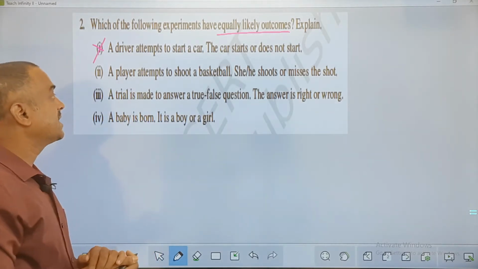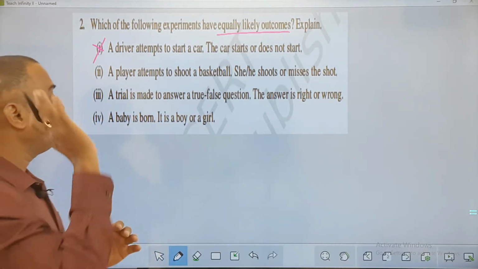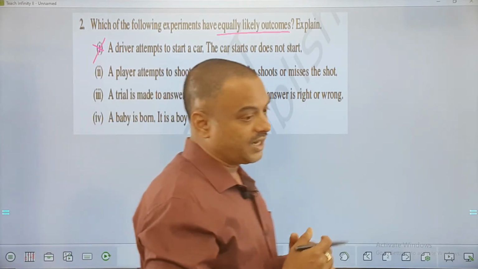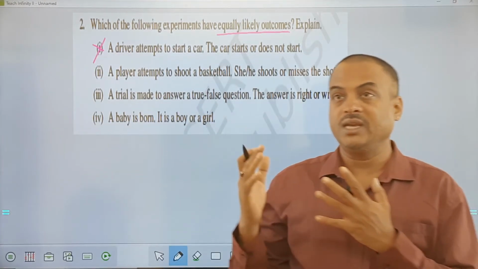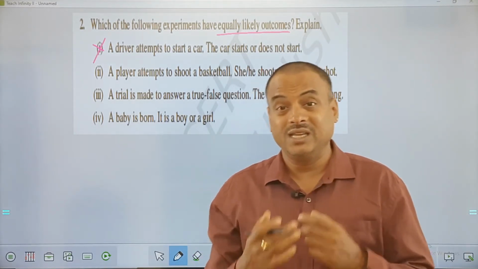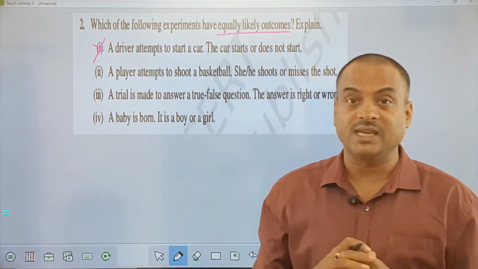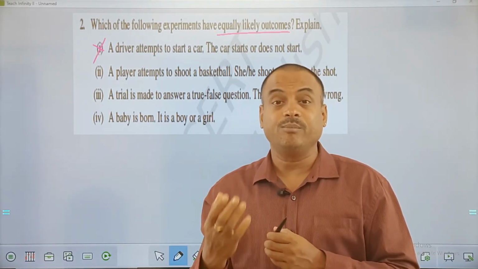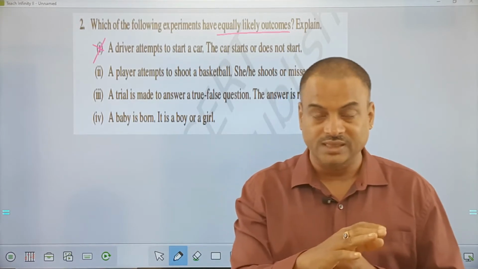Next one, a basketball player attempts to shoot a basketball, she or he shoots or misses the shot. Again, you may feel it may go in or it may miss the shot. But here there are other consequences, like suppose he shoots the ball toward the basket, but it may be a foul in that case.